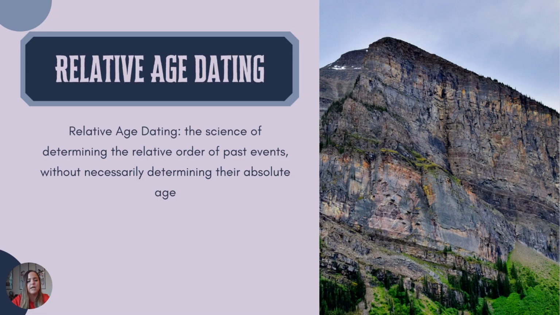All right, the first we're going to talk about is relative age dating. Again, this is where we determine the relative order of events, and we're not necessarily getting an absolute age date here. Using this method, we cannot say that the rocks are 65 million years old or whatever we want to say. We can just say that it's older than something else or younger than something else.